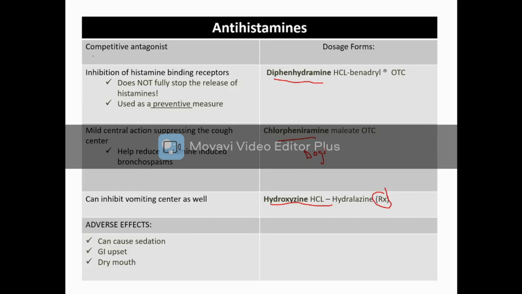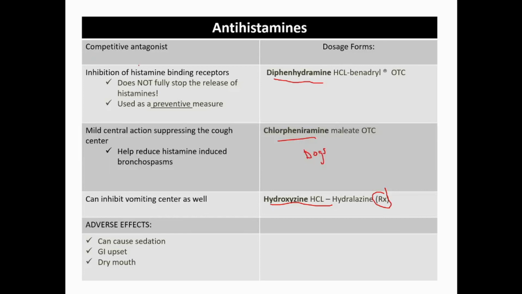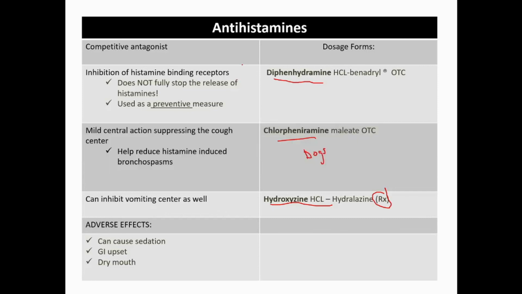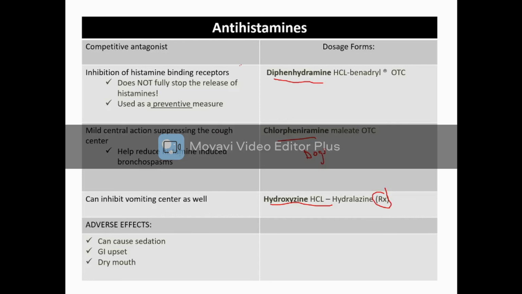Antihistamines are competitive antagonists, so they block the binding of the histamine at the receptors, but they do not fully stop the release of histamines. Remember, steroids are going to stabilize mast cells and block the release of histamines from the mast cells. Antihistamines should be used as preventive measures, so we want to use them before we think we're going to need the bronchodilation. They have a mild central action also, suppressing the cough center. They help reduce histamine-induced bronchospasms.